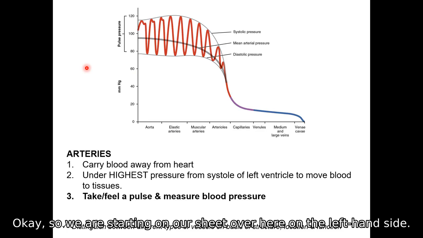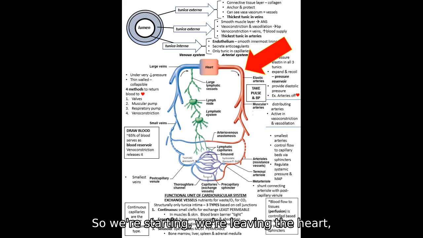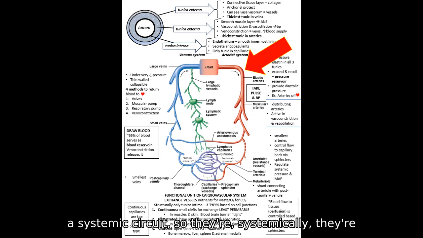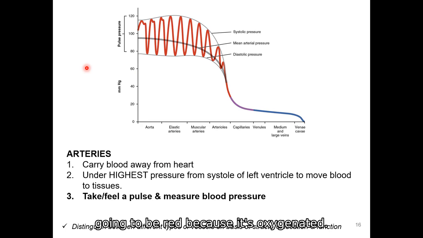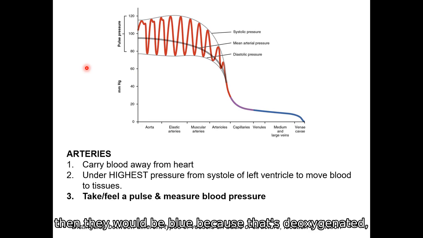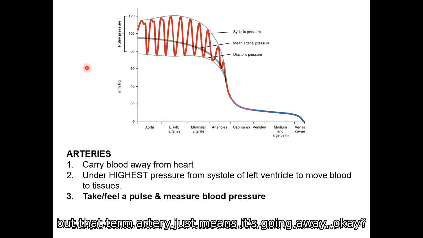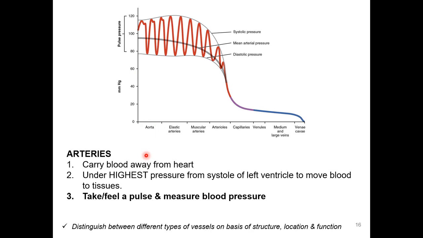So we are starting on our sheet over here on the left-hand side. We're leaving the heart. And like I said, arteries, we're talking about the systemic circuit. So systemically, they're going to be red because it's oxygenated. If we were talking about the pulmonary circuit, then they would be blue because that's deoxygenated. But that term artery just means it's going away. Okay, so leaving the heart.